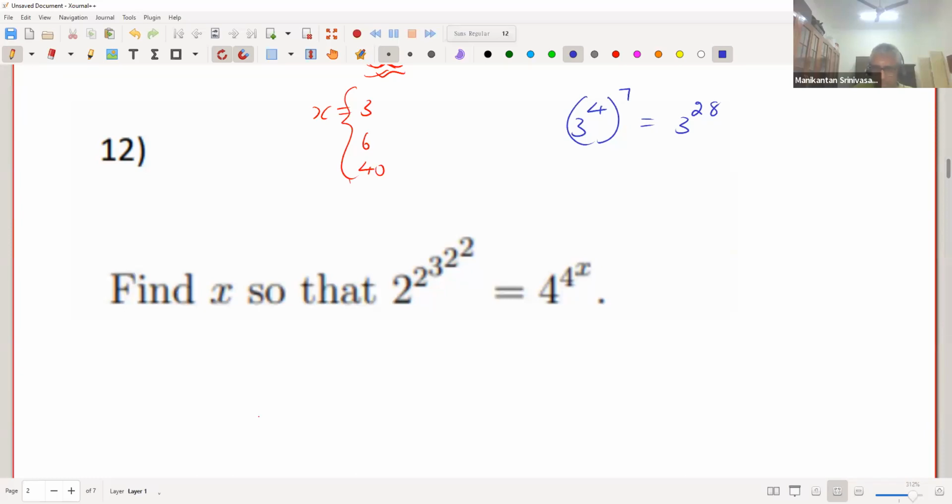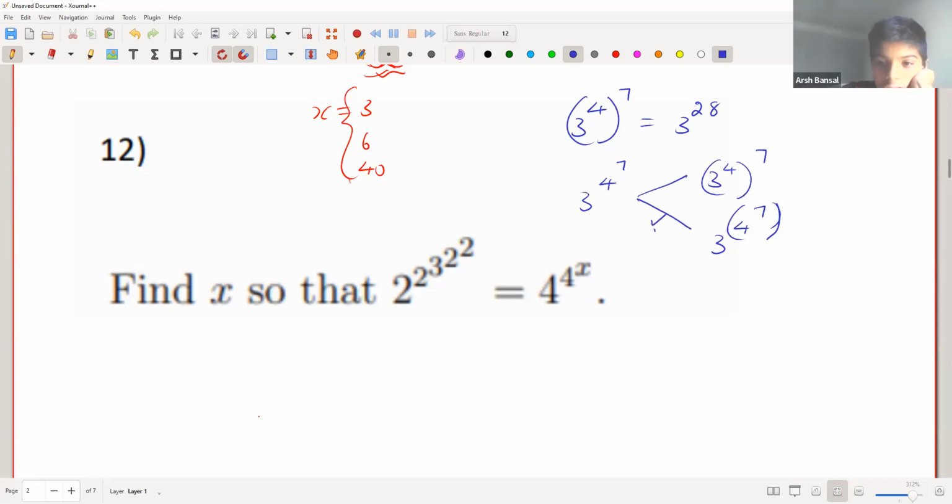But suppose I write this as 3 power 4 power 7 without brackets, then there are two interpretations. Someone might think it's 3 power 4 whole power 7. Someone else might think it's 3 power 4 power 7, right? If I don't put the bracket, which one should I interpret this as? It's the latter one.